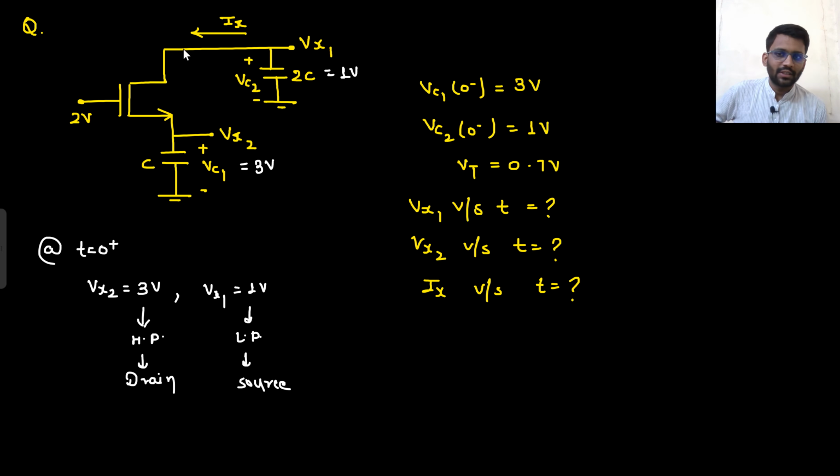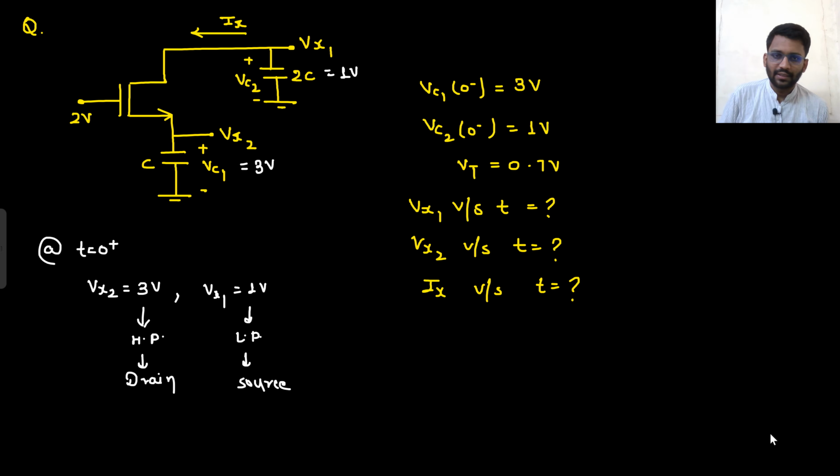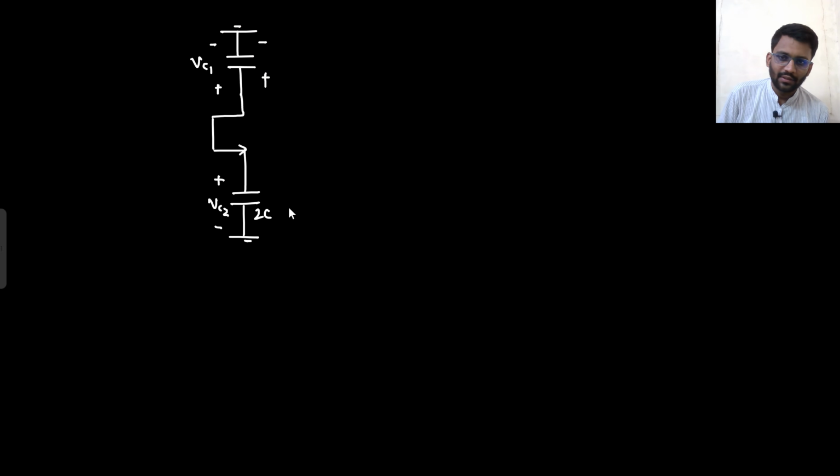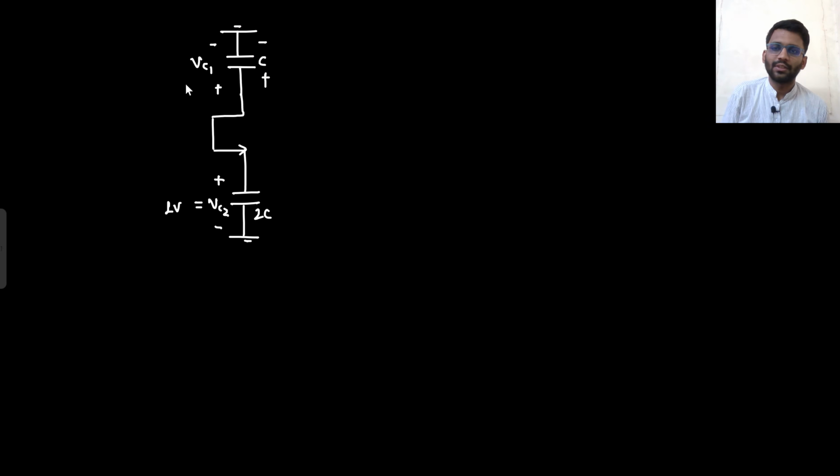Because this is becoming the source now, I have shown Vc2 here. This is the capacitor 2C, which is charged to 1 volt, and this is the capacitor C, which is charged to 3 volt. And this is 2 volt here.